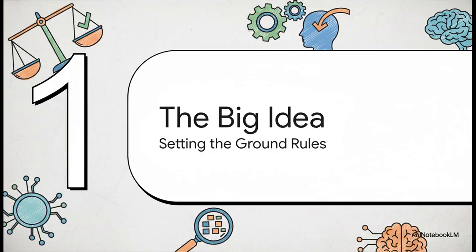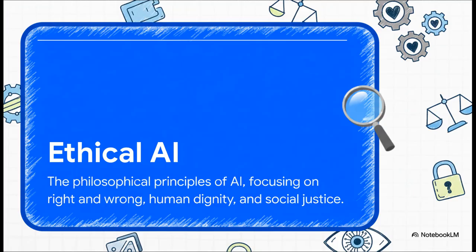Okay, so to even start to answer that, we've got to go back to the beginning. Let's talk about the big idea here, setting the ground rules. The first big ground rule, it's the concept of ethical AI itself. And look, this isn't about code and algorithms, not really. It's about philosophy. It's the why behind everything. It forces us to stop and ask the really tough questions, like, why are we even building this? Or what's the real impact on people and society? You can think of it as the moral compass for this whole wild world of AI.